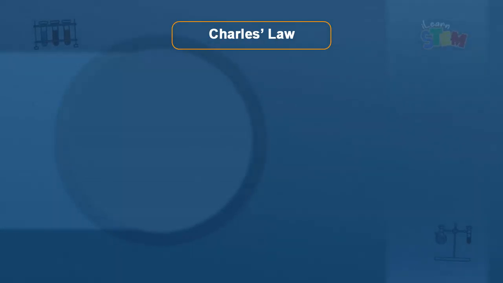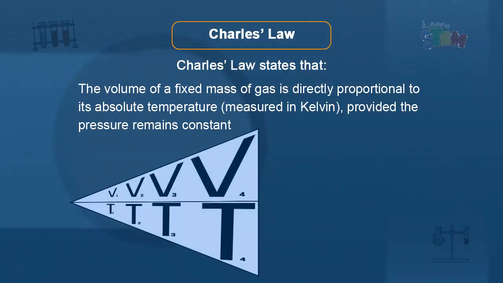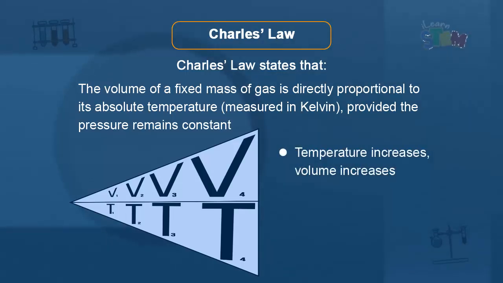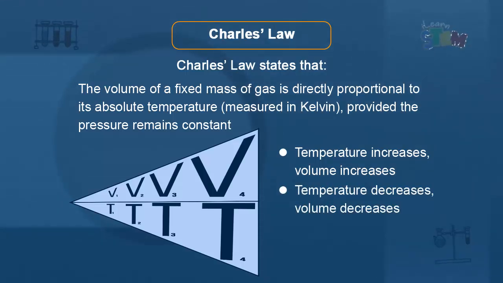Charles' law helps us understand why gases expand when heated and shrink when cooled. Charles' law states that the volume of a fixed mass of gas is directly proportional to its absolute temperature, measured in Kelvin, provided the pressure remains constant. This means when temperature increases, volume increases. When temperature decreases, volume decreases.